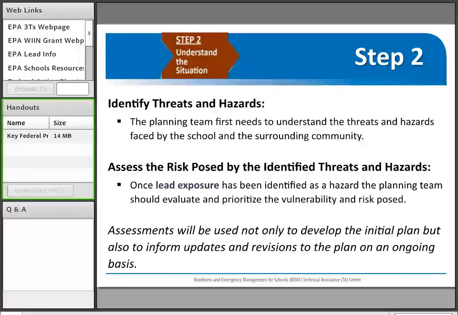So again, just really briefly, in step 2, we want to understand the situation, and really what that means is we need to identify threats and hazards, and we've talked about that before. We want to assess the risk that's posed by those threats and hazards, and then we want to prioritize them. These assessments are going to be used not only to develop this initial plan when we first do our EOP, but they're going to inform the updates and revisions to the plan. So we've talked about the ongoing improvement plan, and so this is a super, super important step to understand.